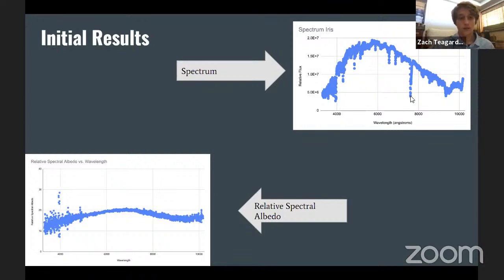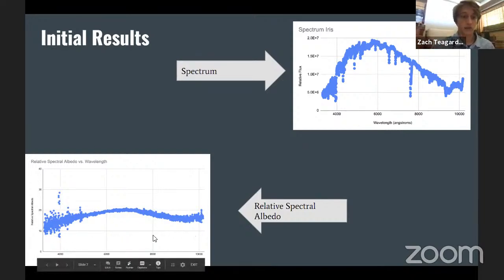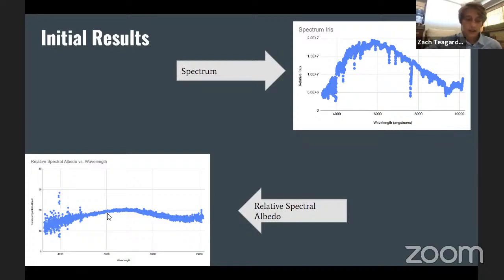So after correcting with the solar analog and dividing all of our data points from Iris by all the data points from the solar analog, we got the graph on the bottom left, and that's what we call the relative spectral albedo. That essentially means it's the light we saw reflected from the Iris. And so you can see our correction essentially eliminated all of the interference from the sun. And by doing that, it sort of supported our method that dividing by the solar analog removes all interference from the sun. Next slide.